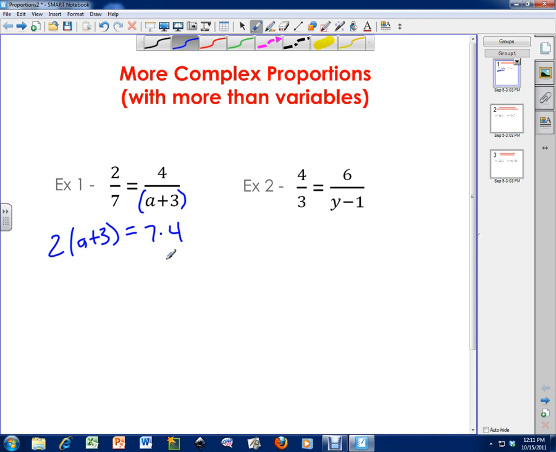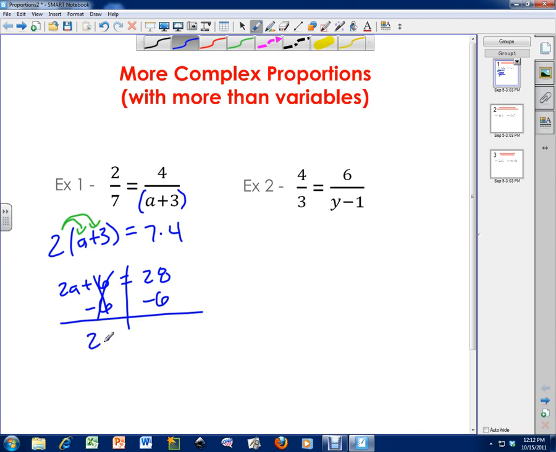Now this is just a standard math problem. Right now you should know that you can distribute the 2 into the parentheses here. So I know 2 times a is 2a, and I know 2 times 3 is 6. And then 7 times 4 becomes 28. And so this is just a standard algebra problem right now. My goal right now is to isolate the variable, and to do that I'm going to subtract 6 from both sides.